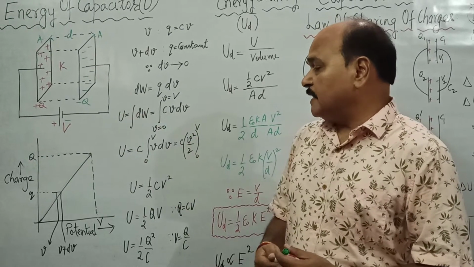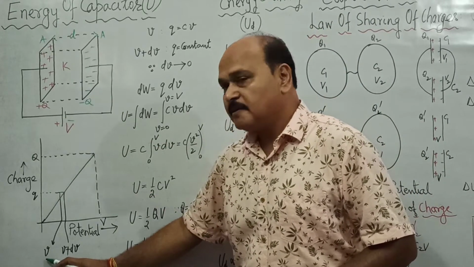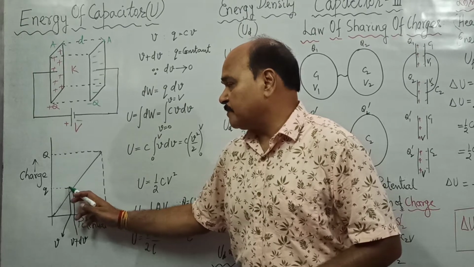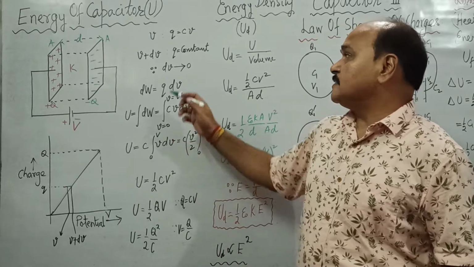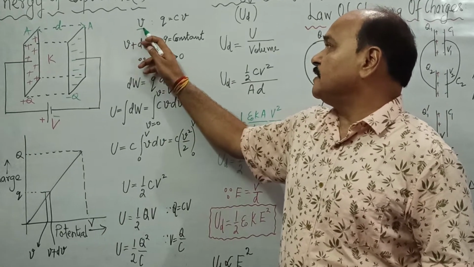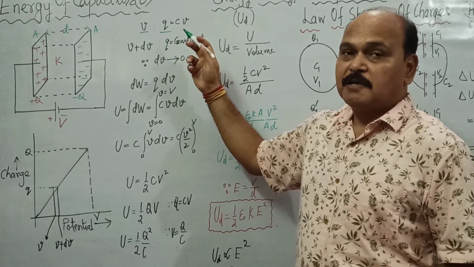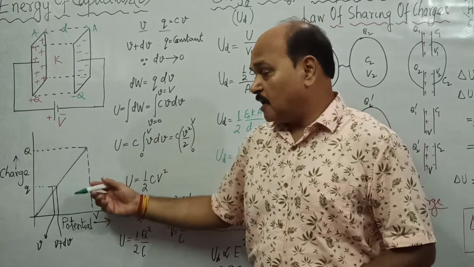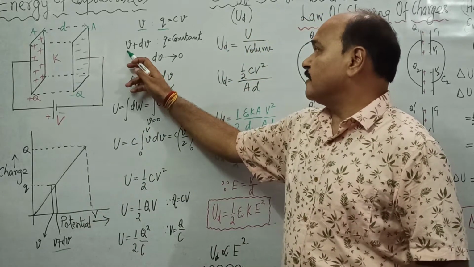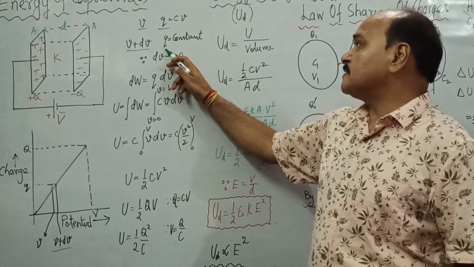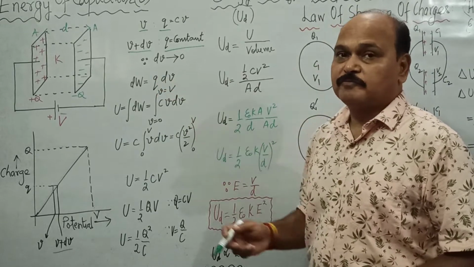Well, at any instant when the potential difference between the plates is small v, the value of charge over the plate of capacitor is q. Let us say, this is an assumption, at any instant when the potential difference between the plates is V, the charge over the plate of capacitor is Q. That Q is equal to CV. And as the potential is increasing and becomes V plus dV, we can assume that the value of charge remains constant, does not increase. Why? Because this dV tends to 0.